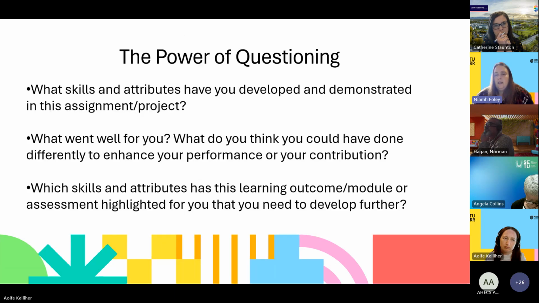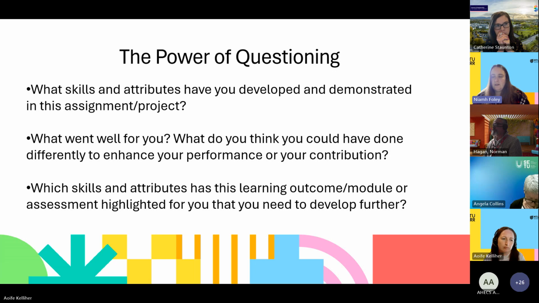So on the next slide then, as academics, and I suppose trying to empower students, looking at the power of questioning and assignment development, looking at assignments, what skills, attributes have you developed? So asking the learners, you might have a reflective piece on what they've written. What have they learned? What learning outcomes, what skills and attributes can they highlight that they can bring to employment and that they can develop forward? And what's their performance or their contribution to group learning. And I think that's an important part to look at as well.